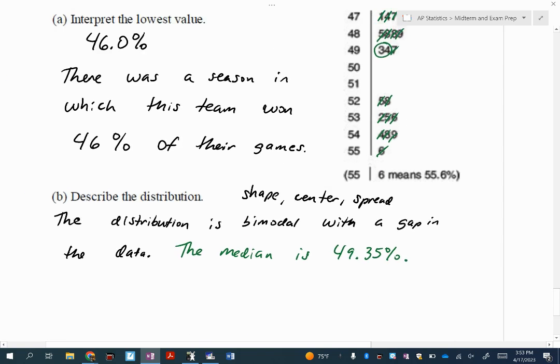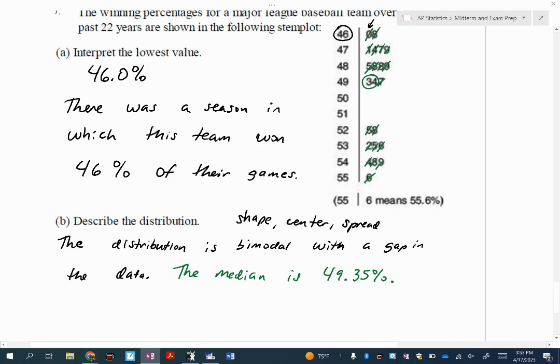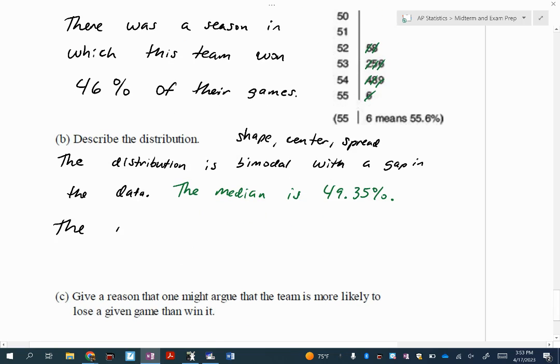We already know the lowest win percentage. What was the lowest winning percentage? 46%. What's the highest one? They actually tell you in the little thing. 55.6. So the range is between 46% and 55.6%. Okay. You could have gotten away with saying that the center is around 50%, but it's just because of that gap, it was a little tougher to do.